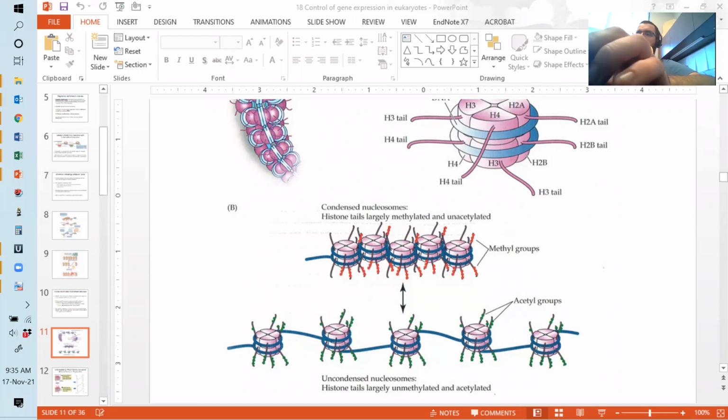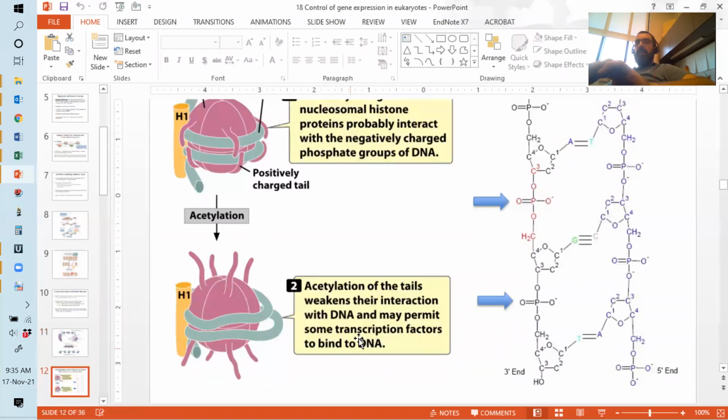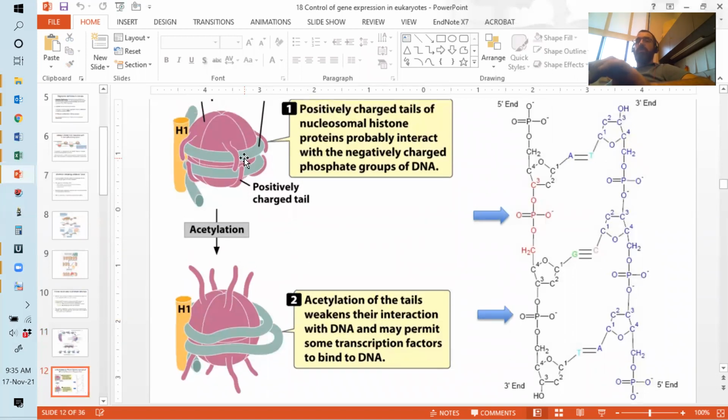And acetylated histones equals euchromatin. Right, so this is kind of building it back up to that bigger picture of chromatin state. And again, that's all about the charge of those histone tails.